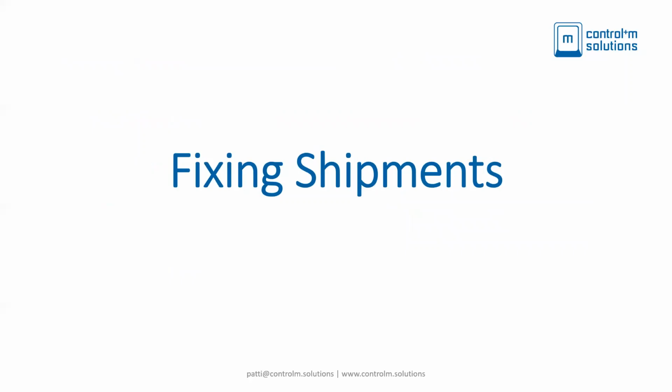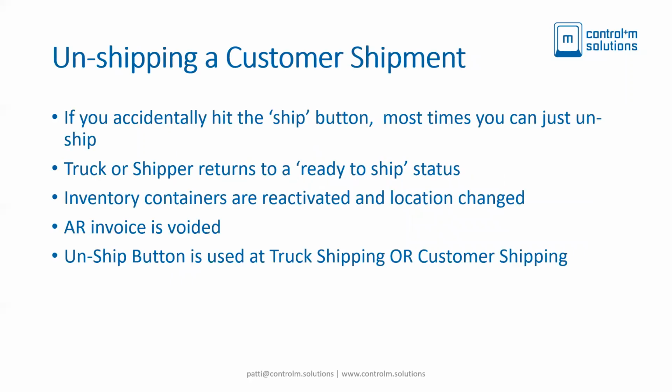Next up, let's talk about fixing different kinds of shipments. We'll start off with customer shipments. If you accidentally hit the ship button for a customer order, most times you can just unship it. If you're using truck shipping, the entire truck is unshipped. The button is there and it's not at the shipper. If you're using customer shipping, then the unship button is going to be right on the shipper. And the unship button, whether it's used at the truck or the shipper, is going to return that truck or shipper to a ready to ship status. And the inventory is going to come back on the books and the AR invoice is going to be voided.